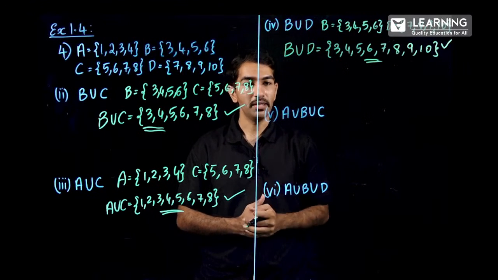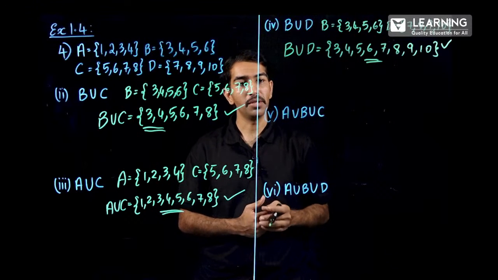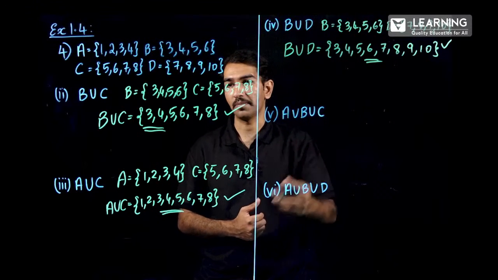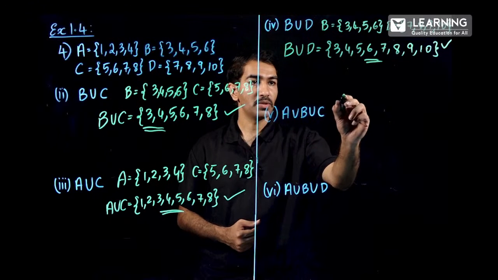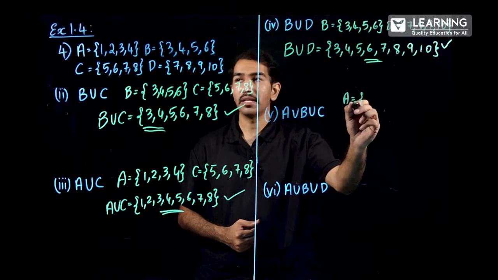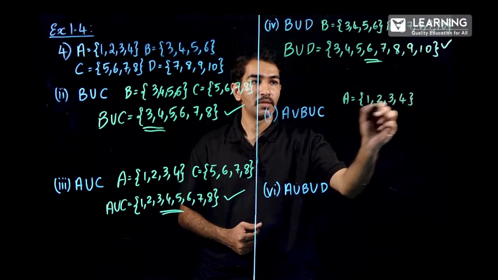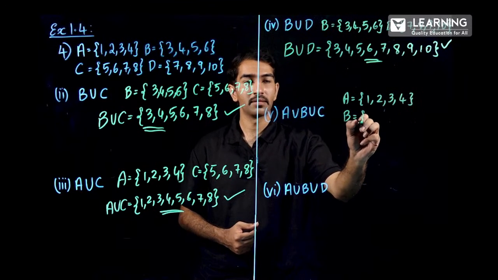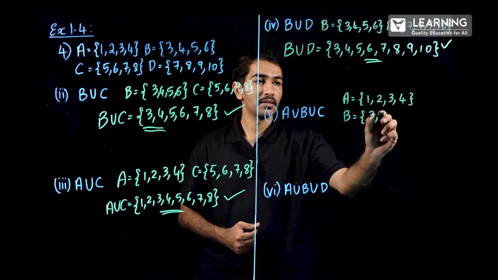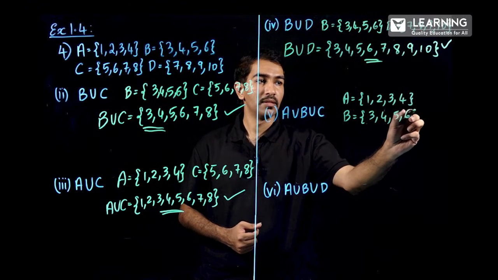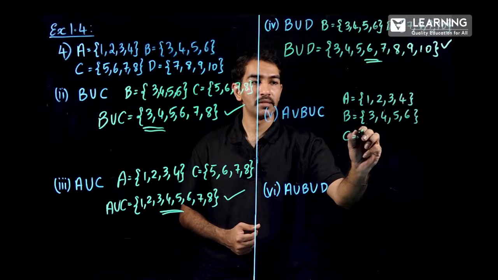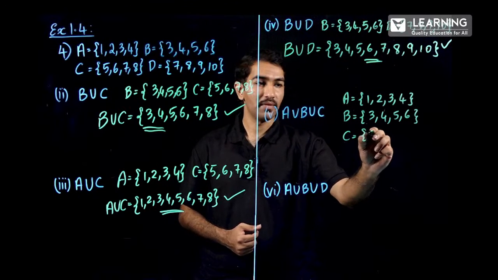Moving on to the next sub question, A union B union C. So we have 3 sets this time. What is set A, students? Set A is 1, 2, 3, 4. Set B is 3, 4, 5, 6. Set C is 5, 6, 7, 8.